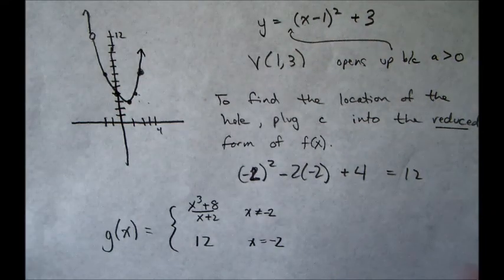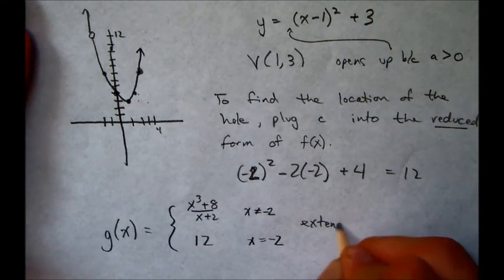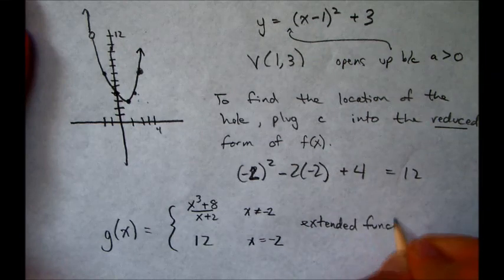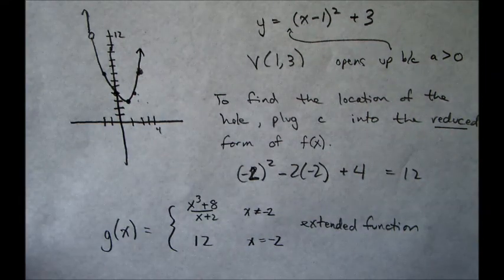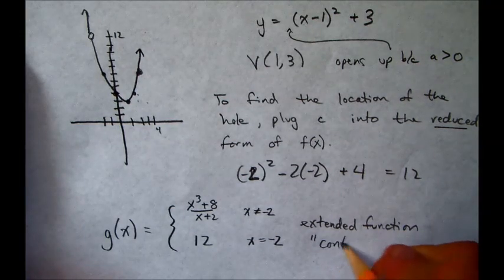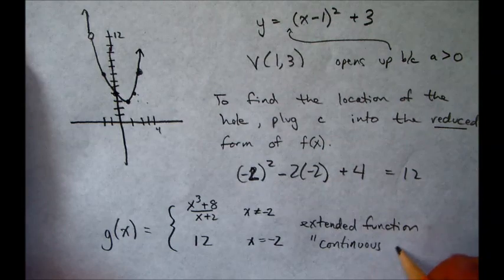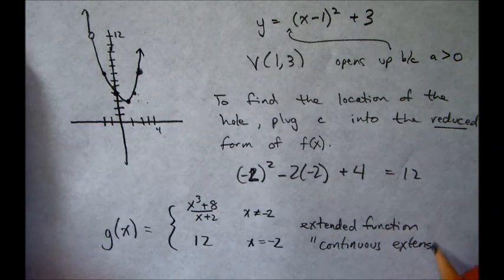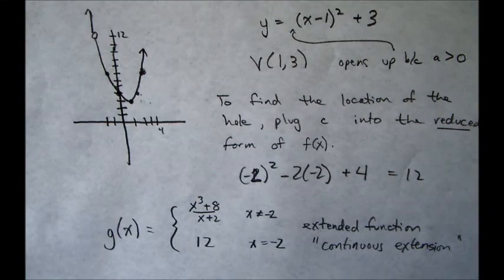So we create our own function. This is the extended function. And this function does include everything that that parabola would need, and the graph would now be continuous at x equals negative 2, the way it is with all the other points. So this is now continuous, even though it's not necessarily f of x. We would call this thing the continuous extension. Extended the formula a little bit and filled in the hole.